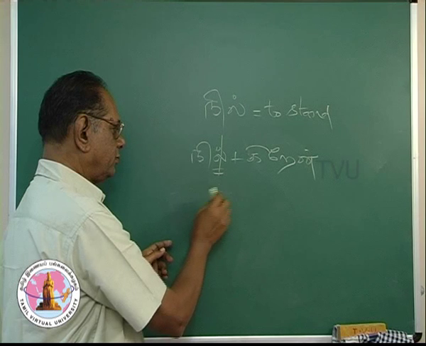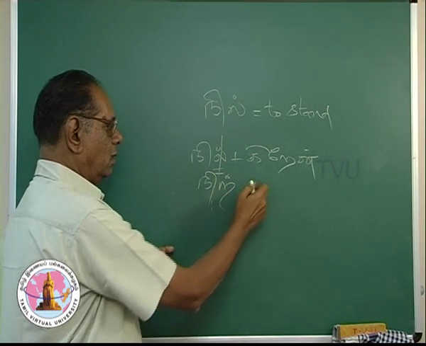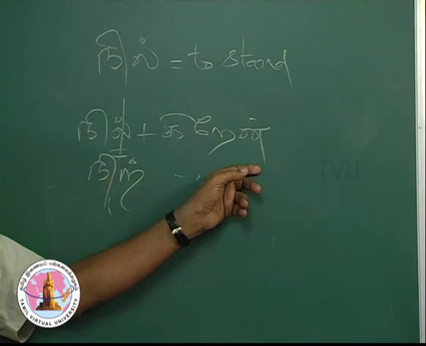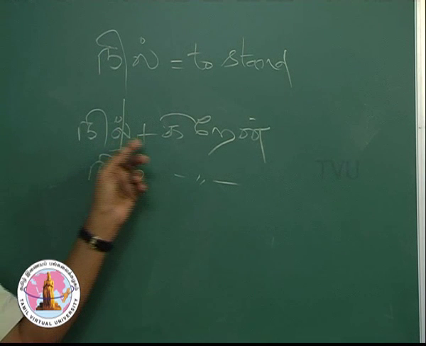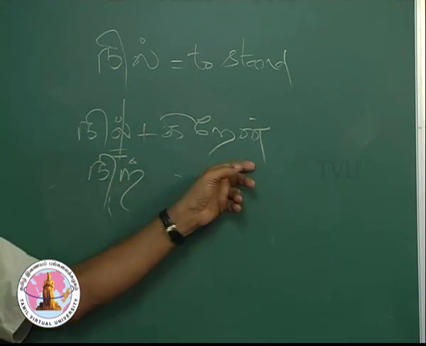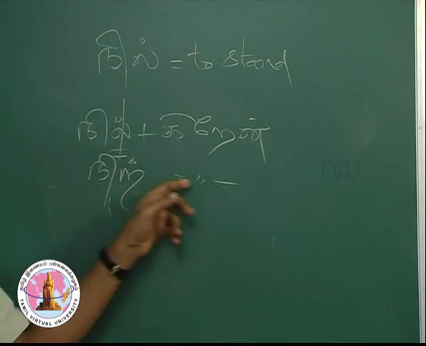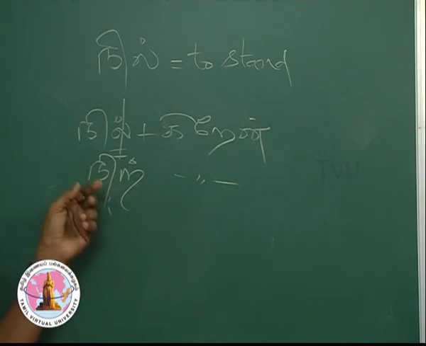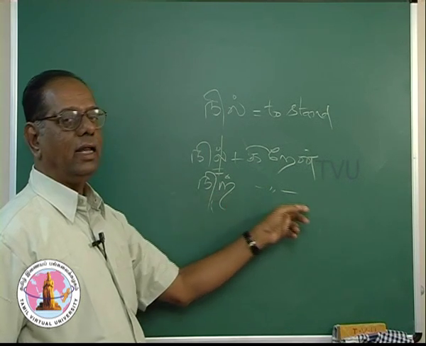That is, this becomes நிற்கிறேன். Nil plus kiru plus yen, l becomes r, so that the pronunciation will be easier. The result is you have nirkiren. Nil plus kiren becomes nirkiren.